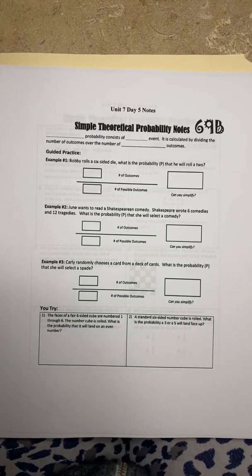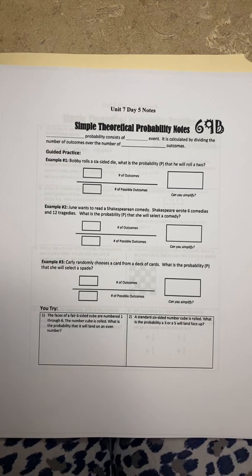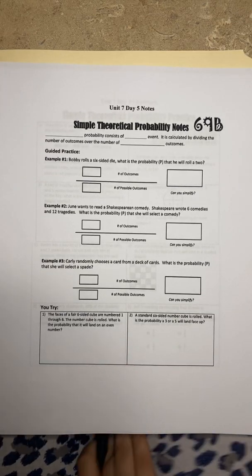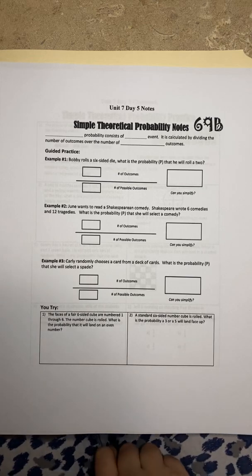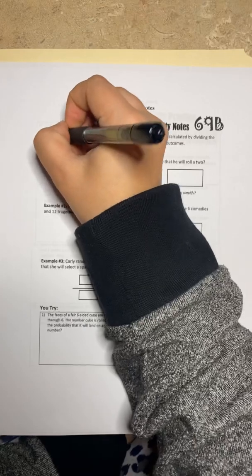All right, y'all, I'm going to go over the Unit 7 Day 5 notes. This is when we start talking about simple and more complicated probability problems. Today we're only going to talk about the simple theoretical probability. It's super easy.